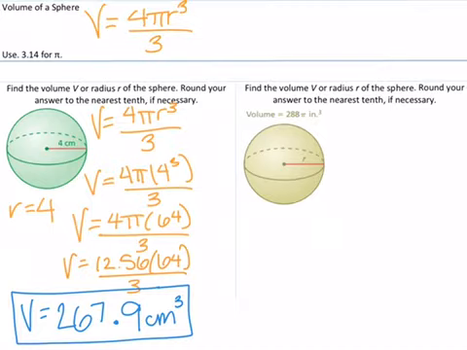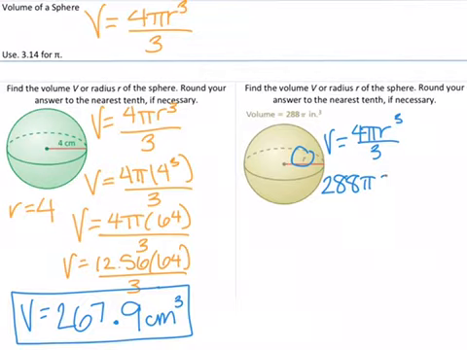The next one is a little funky. It says that we need to find the radius because we're given the volume. So what I'm going to do first is write down my equation. Volume equals 4 pi r cubed, all divided by 3. And I'm going to plug it all in. This time it's kind of funky because we have 288 times pi as the volume, so they didn't multiply it out, they have the symbol, equals 4 pi r cubed divided by 3.